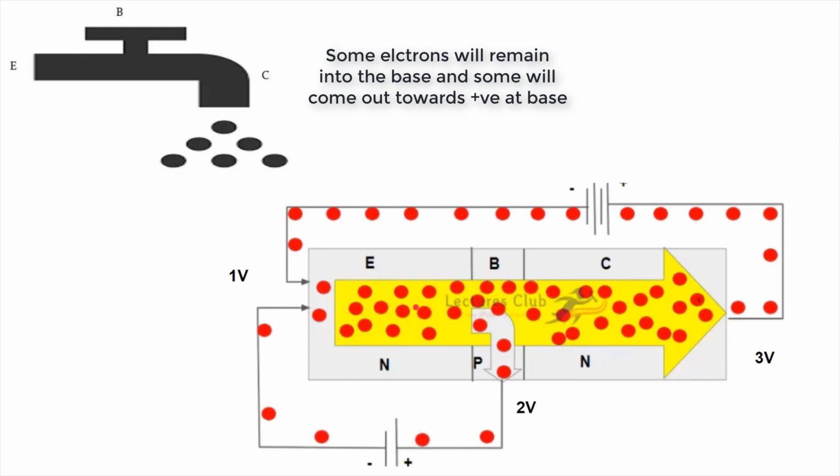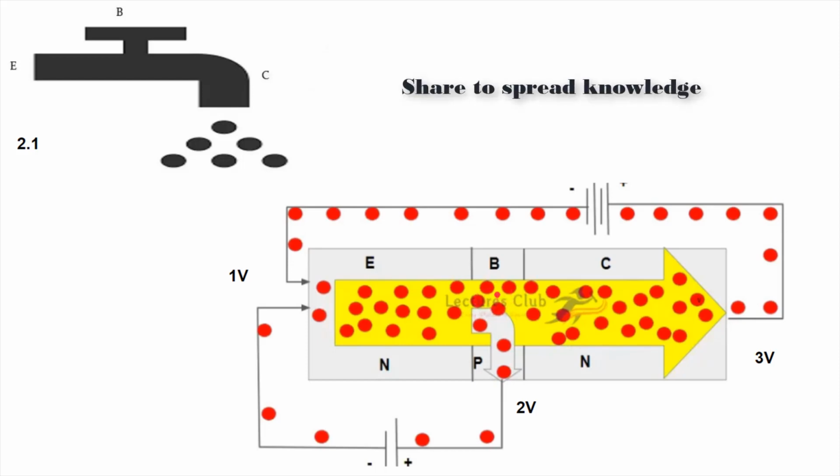Let's say the base has 100 holes, and 10 holes have already been filled. When you increase the base voltage, let's say to 2.1, the potential difference between the emitter and the base has increased. So now more electrons have entered. Let's say 1000 electrons entered into the base, and only 10 electrons manage to combine with the holes. So 10 electrons will remain in the base, and the remaining 990 electrons will enter into the collector.